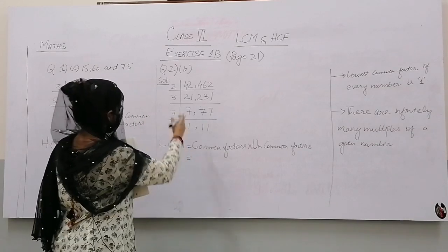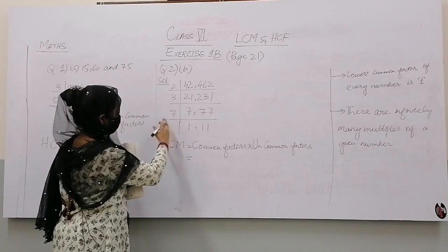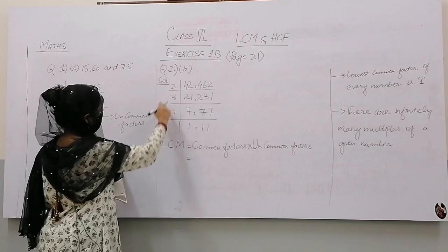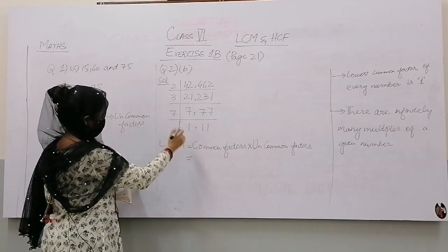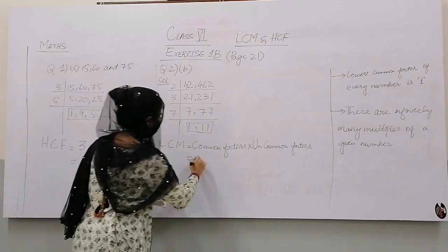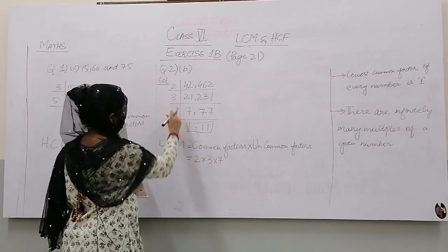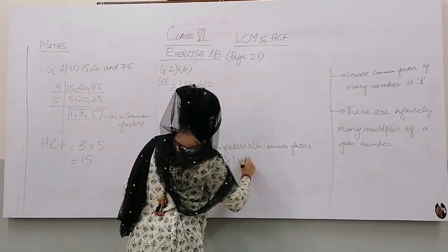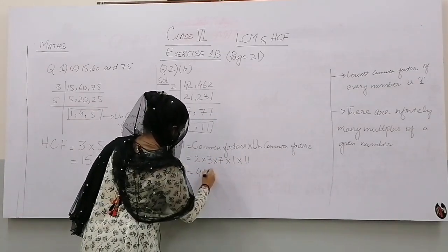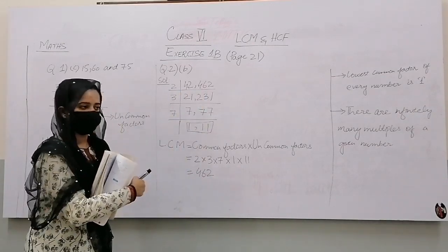Common factors are, we stop dividing because 1 and 11 are left and there are no common factors, so we can divide these two, so we stopped here. These are the common factors and the ones that are left are uncommon factors, as I told you earlier. 2 into 3 into 7, common factors multiplied by uncommon. Multiply all these numbers and you will get 462, which is the LCM of 42 and 462.